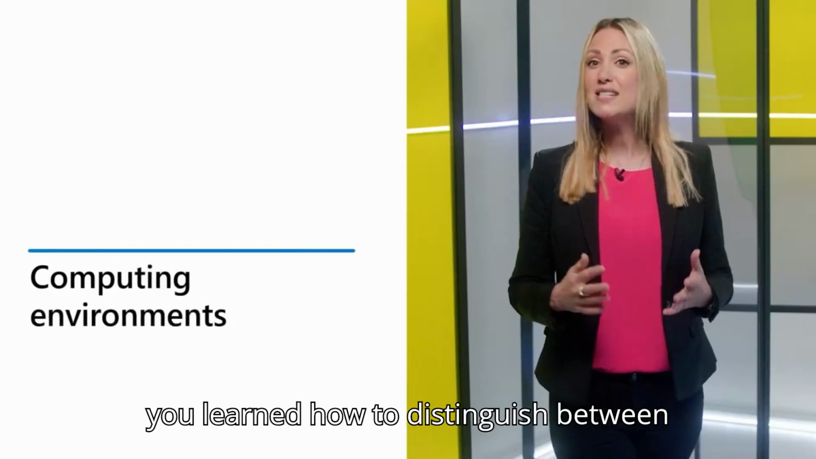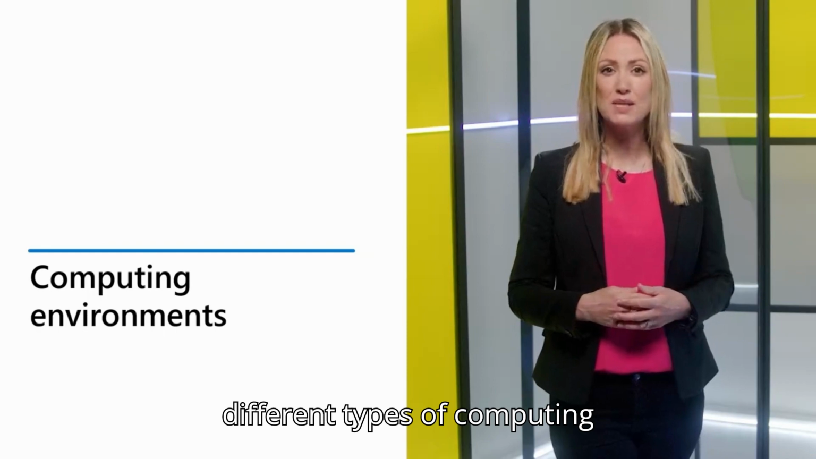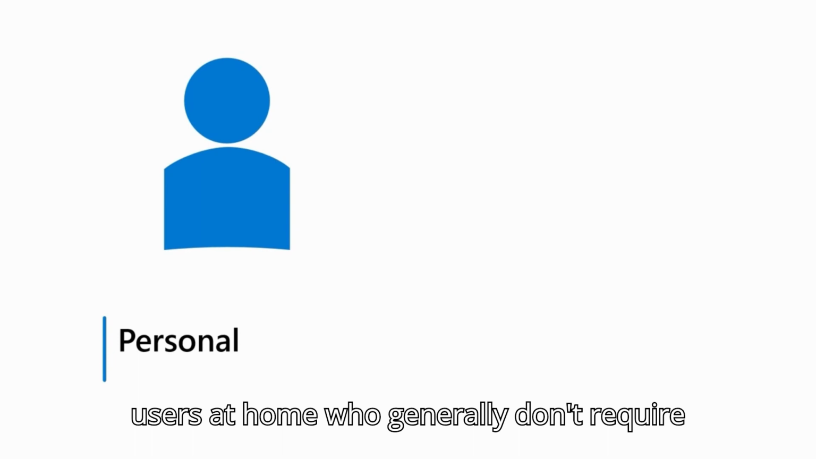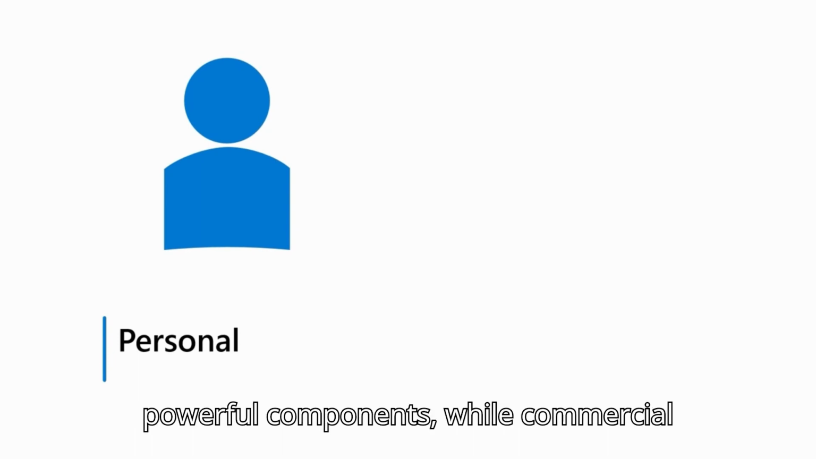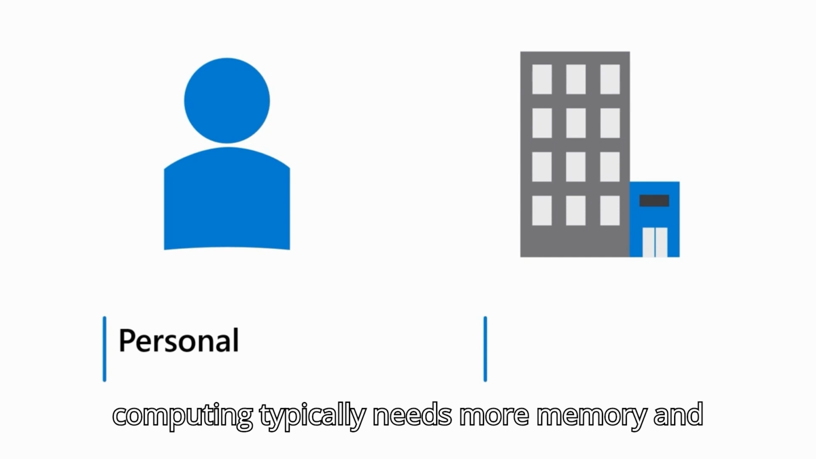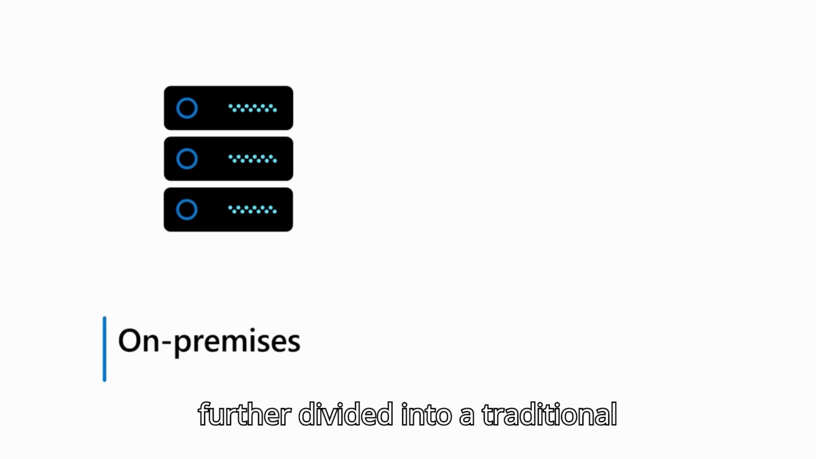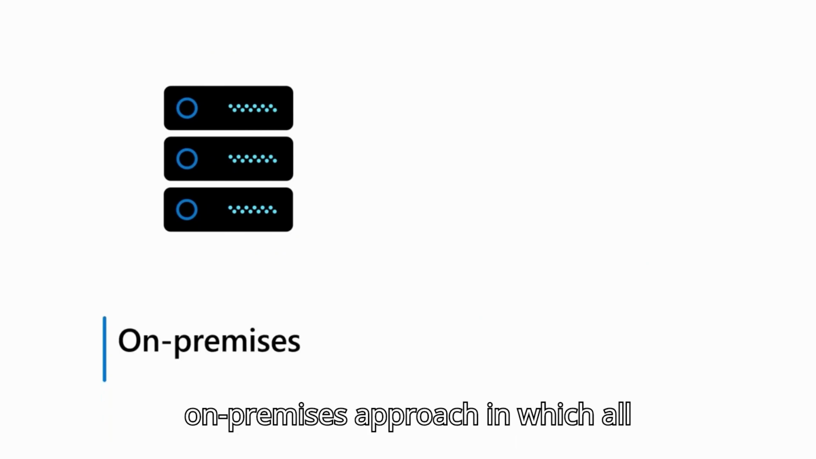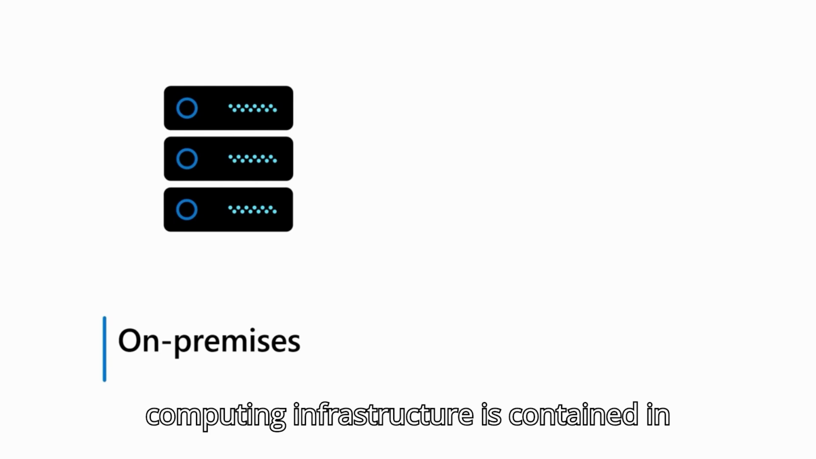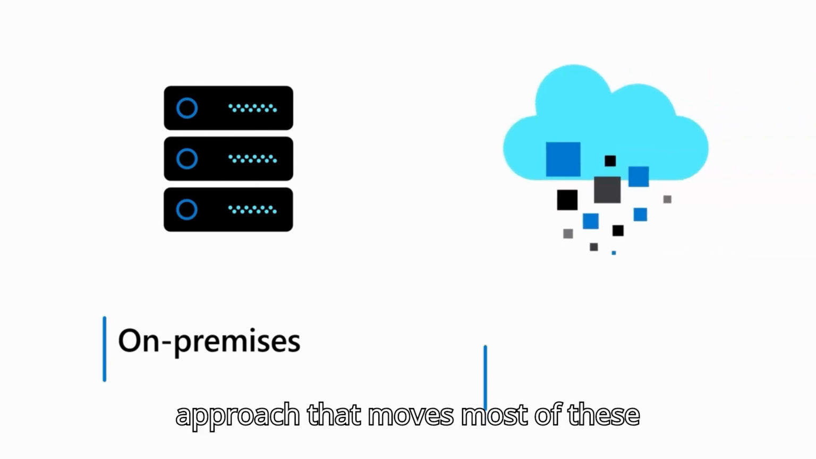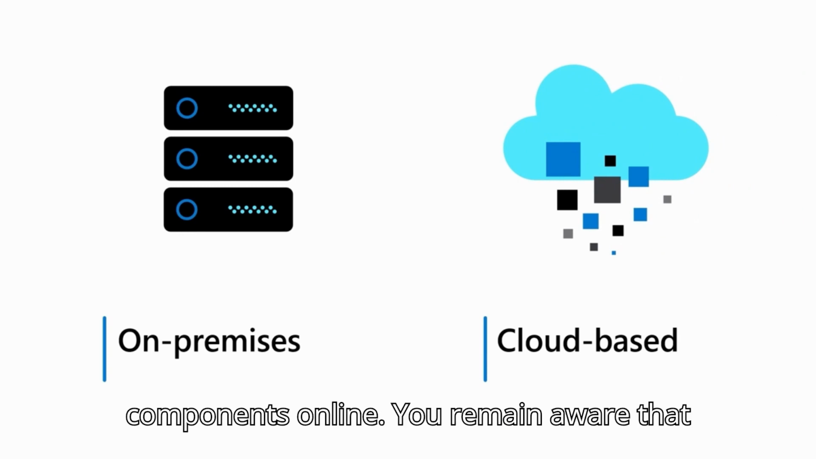Next, you learned how to distinguish between different types of computing environments. You discovered that personal computing relates to individual users at home who generally don't require powerful components, while commercial computing typically needs more memory and processing power to handle larger scale tasks. Commercial computing was also further divided into a traditional on-premises approach in which all computing infrastructure is contained in the same location, or a cloud-based approach that moves most of these components online.